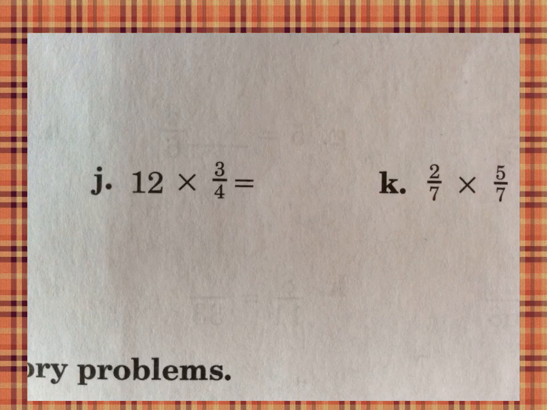J, we did this before. When you have a whole number, just put a 1 underneath it. Now let's cross cancel the 12 and the 4. 4 goes into both. 4 goes into 12 3 times. 4 goes into 4 1 time. Now we're ready to multiply across. 3 times 3 is 9. 1 times 1 is 1. We get 9 over 1, which is the same as 9, because 1 will go into 9 9 times.